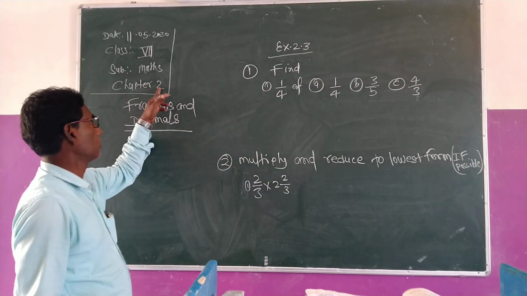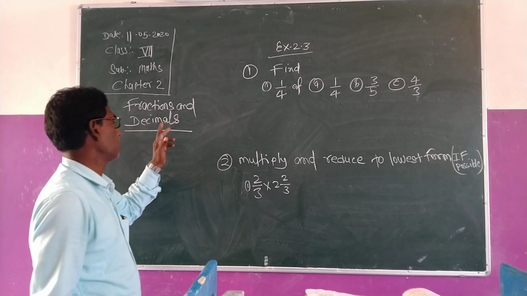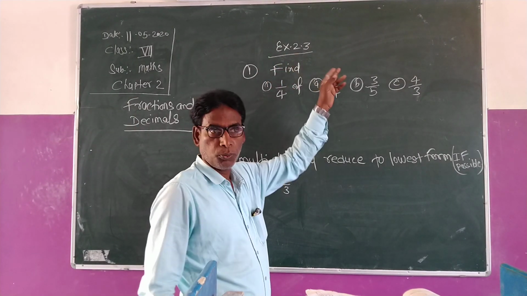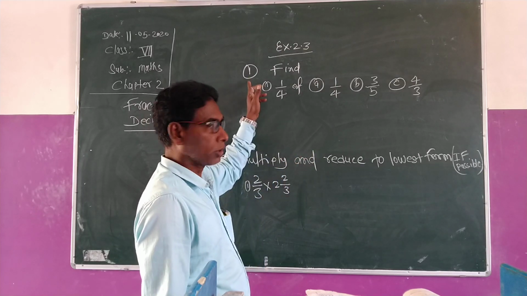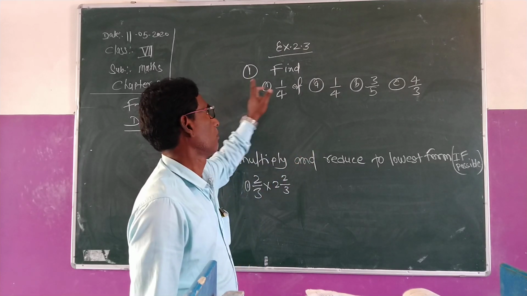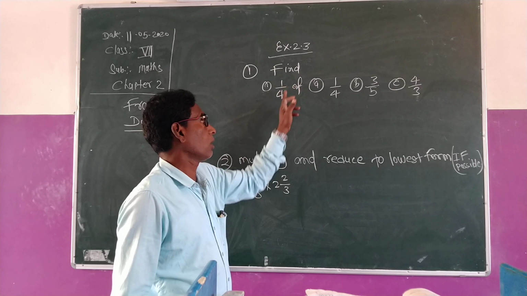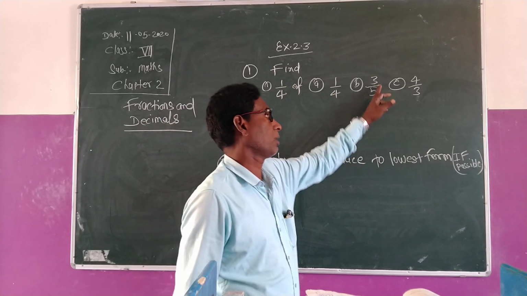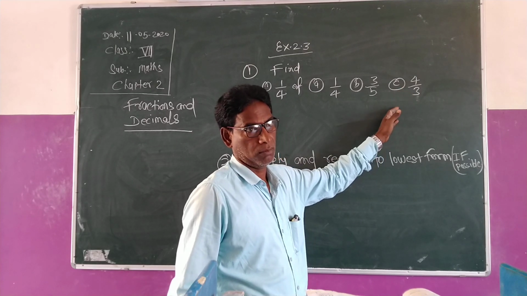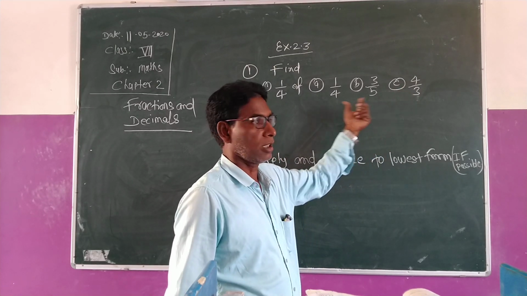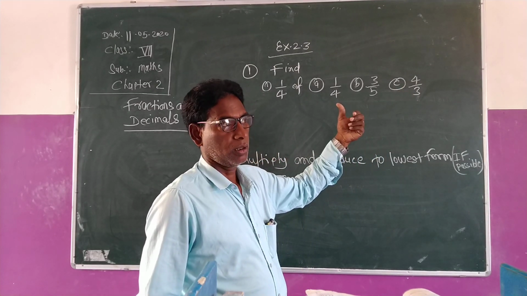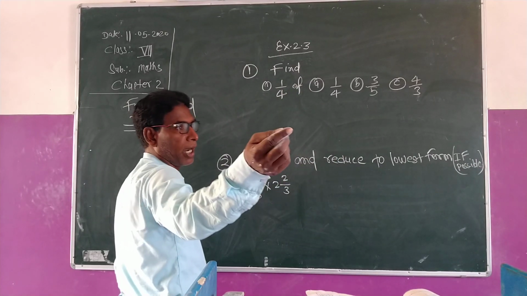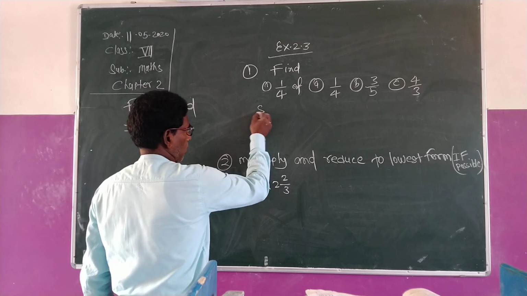Chapter 2, Fractions and Decimals. Exercise 2.3, question 1. Find 1/4 of 1/4, 3/5, 4/3. There are three questions in the first question. All are multiplied with 1/4. How do you find the answer? Solve.